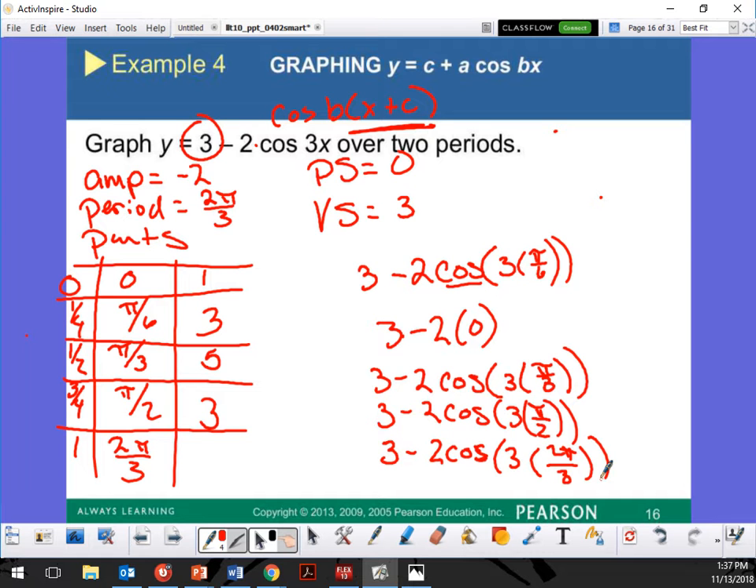Okay, 2 pi. So it's going to be 1 times negative 2, plus 3, which is 1.